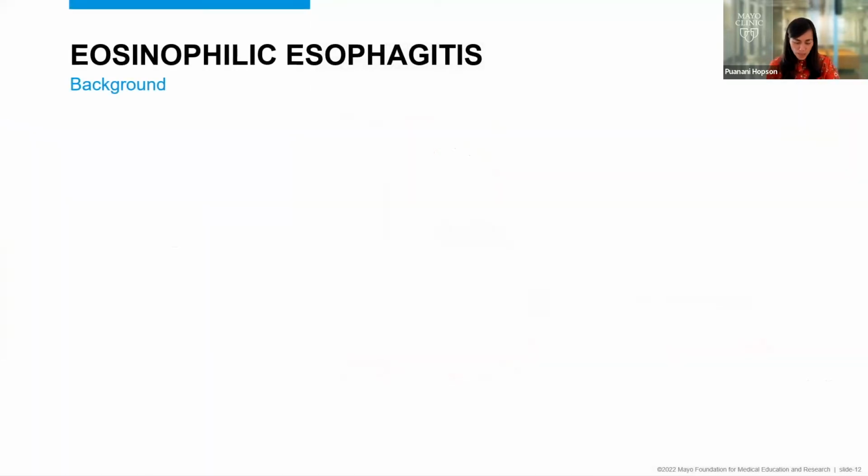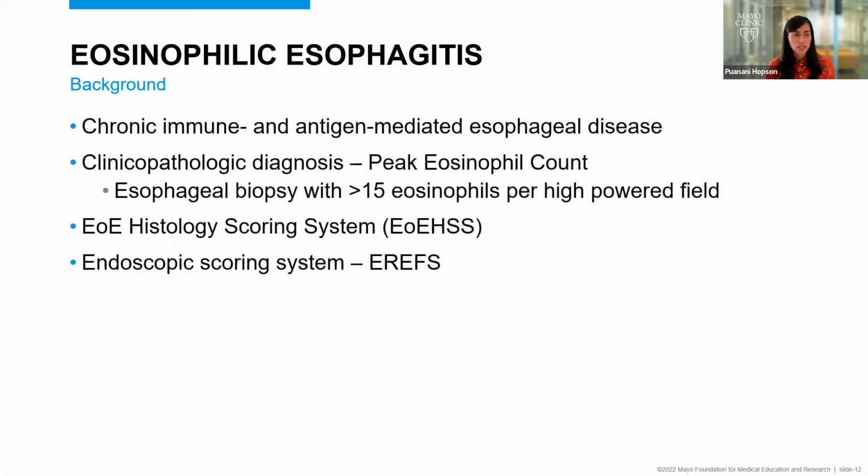So thinking about the background of EOE first, we all know it's a chronic immune-mediated and antigen-mediated esophageal disease process. Our primary diagnostic tool is the biopsy. And that peak eosinophil count is what we all use as clinicians to identify active disease or remission. And that's an eosinophil count greater than 15 eosinophils per high-powered field.